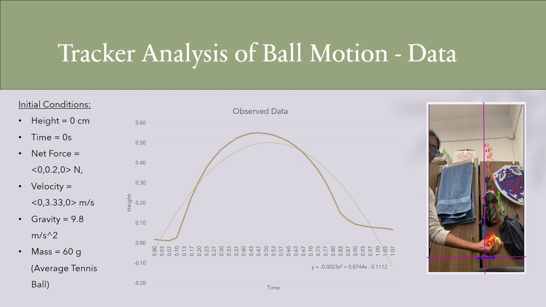Here is the tracker analysis of my ball's motion. Here you can see the observed data in the middle with an equation trend line for it. On the right, there's a screenshot of the tracker video used, as well as my initial conditions for this experiment: height 0 centimeters, time 0 seconds, a net force of 0.20 newtons, which was calculated, a velocity of 3.330 meters per second, a gravity of 9.8 meters per second squared, and finally a mass of 60 grams, which was the Google search average tennis ball mass.